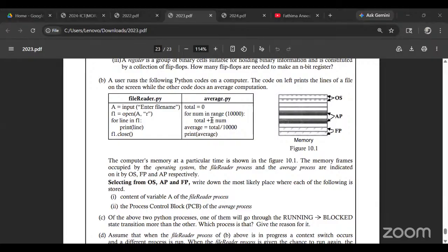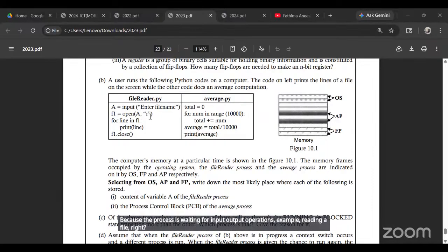Confused, right? It is the file reader process. The file reader process is the one most likely to transition from running to block. And why? Because the process performs input-output operations, meaning reading a file, which are slow compared to CPU speed, causing it to block while waiting for data from the disk. Was that clear? Why is the answer file reader process? Because the process is waiting for input output operations. Example, reading a file, right?